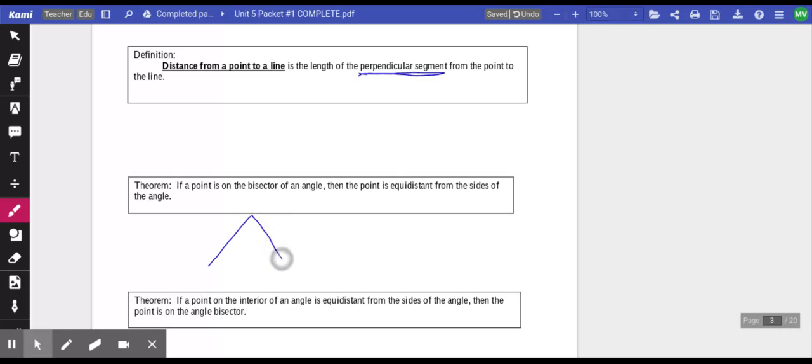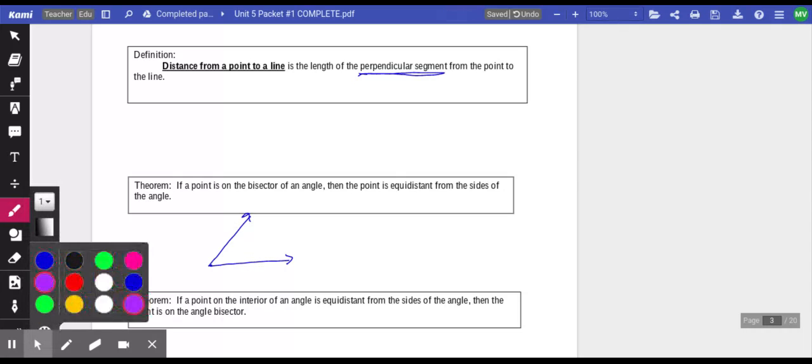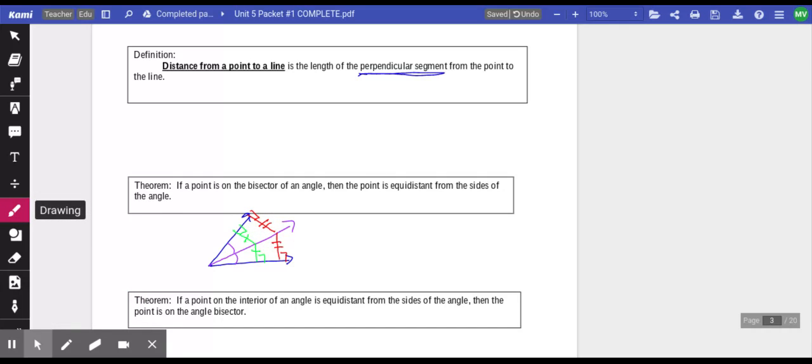So if I have a triangle, actually it just says an angle, sorry, bisector of an angle. So if I have an angle and I say that this purple line is the angle bisector, meaning it creates two congruent angles, every point on that angle bisector is equidistant from the sides of the angle. But you got to remember that distance is always measured the distance that forms a right angle. So that green distance would be equal to the green, red to red.